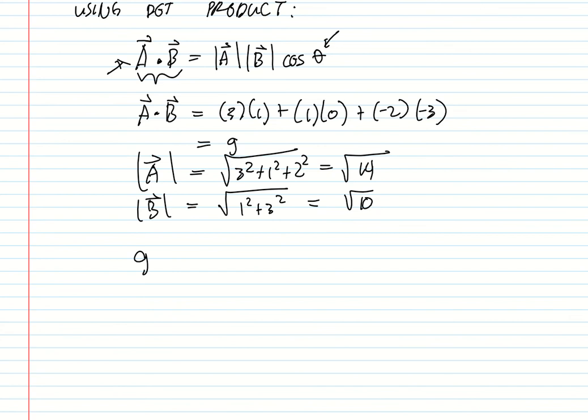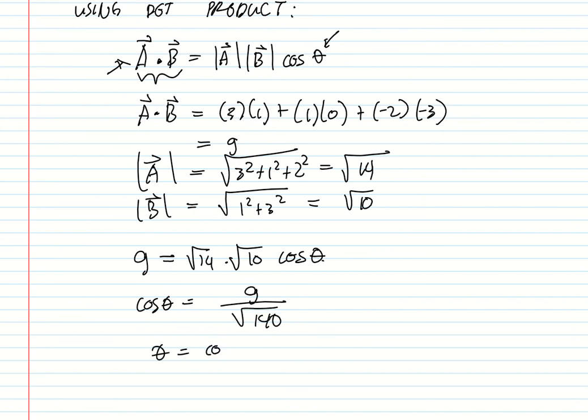So 9, which is the dot product, is equal to the magnitude of A, which is square root of 14. You multiply it with the magnitude of B, which is square root of 10. Then you multiply it again with the cosine of the angle between them. And we want to determine this theta here. So cosine theta will be equal to 9 divided by square root of 140. And theta will be equal to the cosine inverse of 9 over square root of 140.